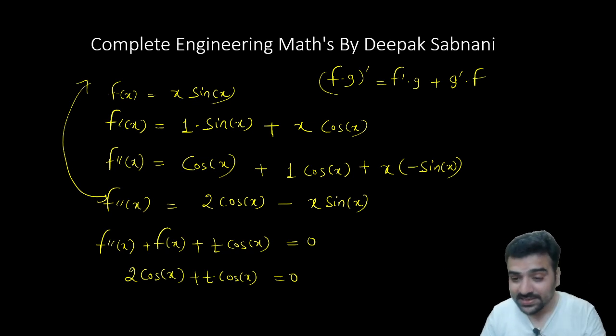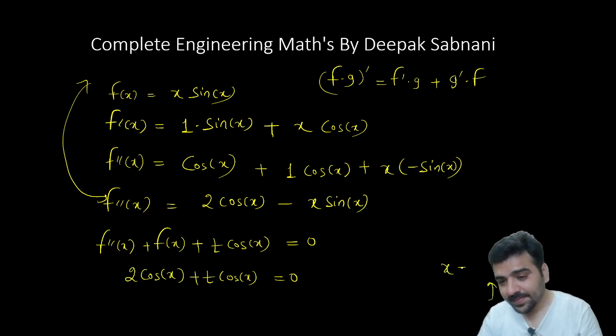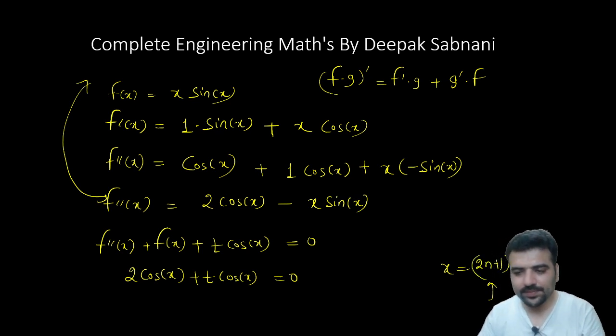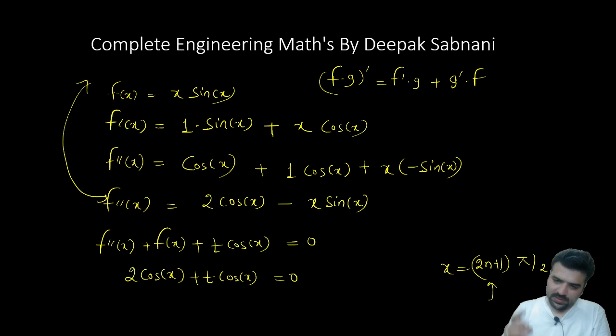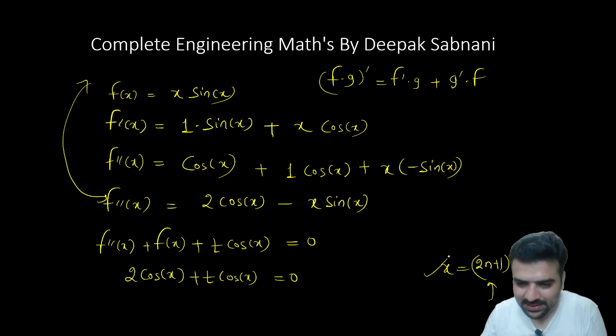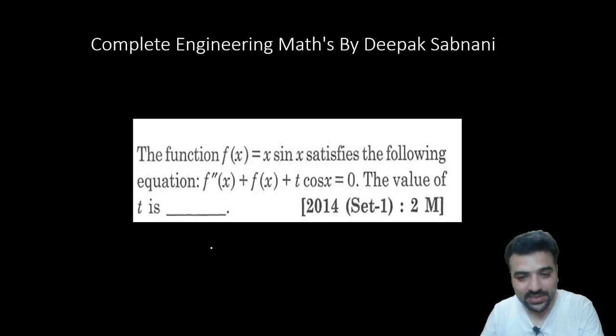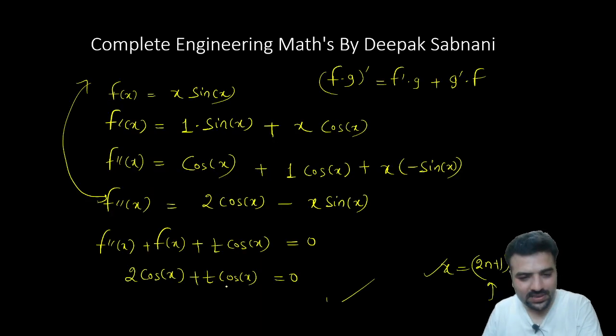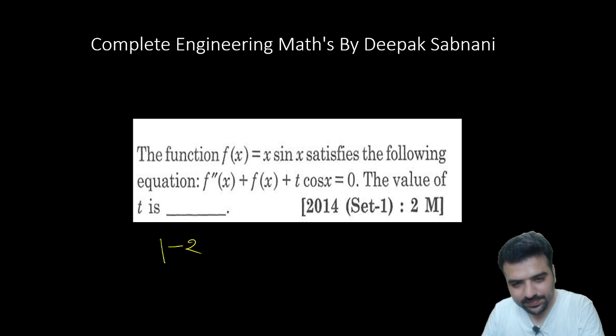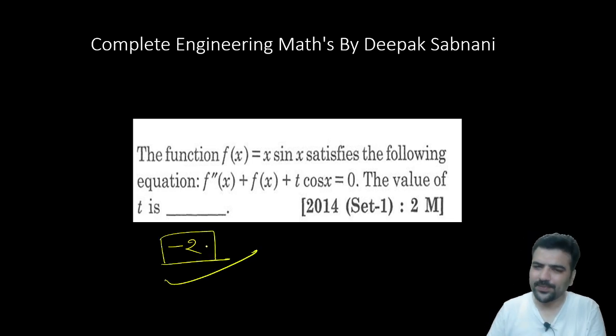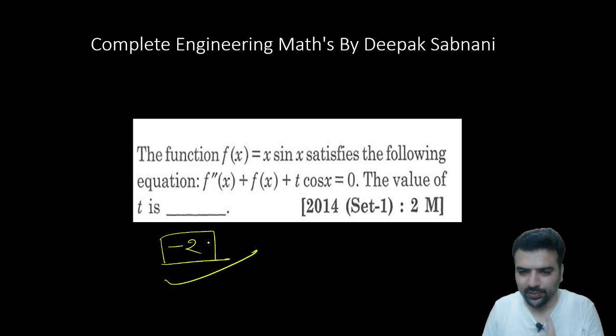And cos x is 0 at x equal to (2n+1) pi by 2, right? At pi by 2, 3 pi by 2, 5 pi by 2, minus pi by 2, the odd multiples of pi by 2, cos x is 0. So the x value is this and the t value is minus 2. For both these cases, this condition will be satisfied. So what is the answer? The answer is minus 2, t is minus 2. Clear? I hope it is clear to you.